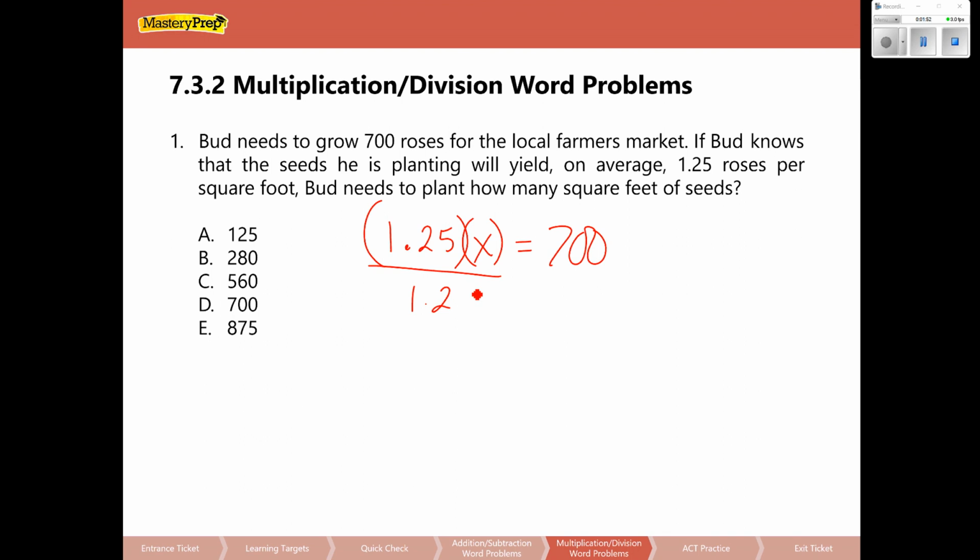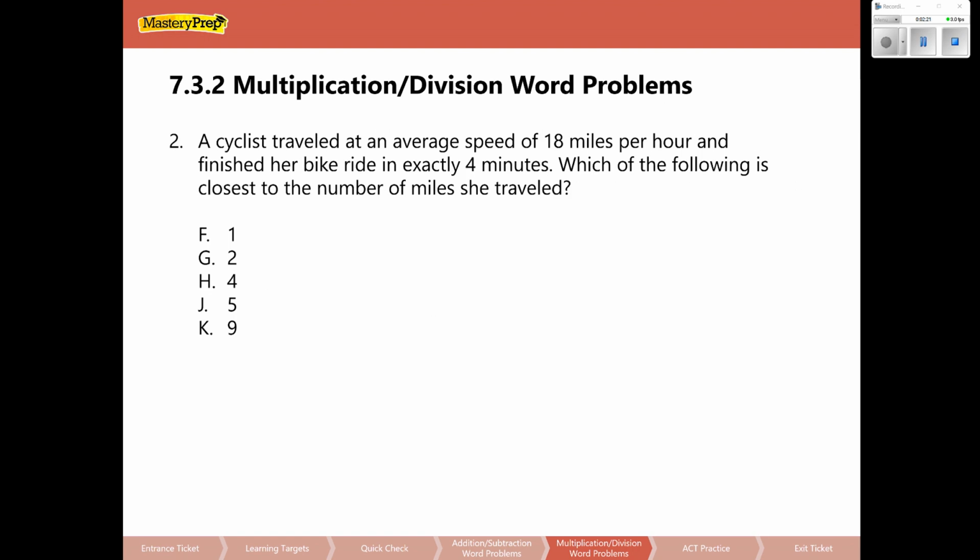So what can we do? Divide both sides by 1.25. And x is equal to 560 square feet, because we're dividing both sides by 1.25. 700 divided by 1.25 gives us 560 square feet. Questions on this here? Okay, let's look at the next one.